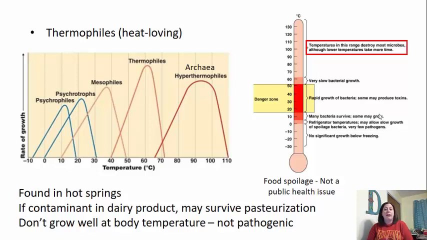They don't grow well at your body temperature, so a lot of times they're not pathogenic, because your body temperature is actually too low. If you notice, their low end is right there at 40 degrees and body temperature is at 37. So the temperatures in this range can destroy most microbes when we talk about the thermophils. However, these are the ones that do prefer those higher temperatures. With food spoilage, this is not a public health issue with this group because, again, they don't like to grow in the host or the body, with it being at around 37 degrees Celsius.